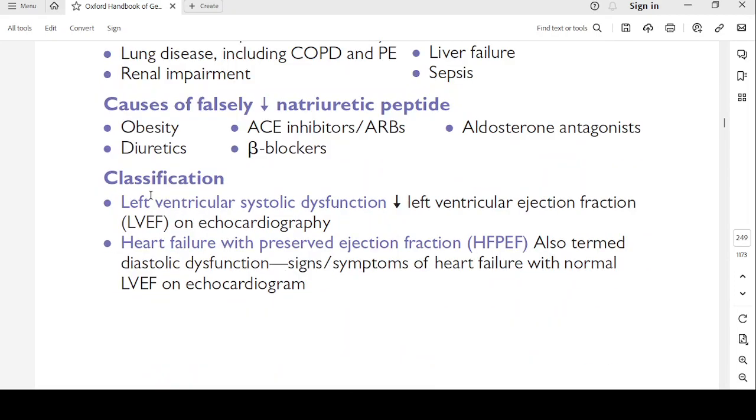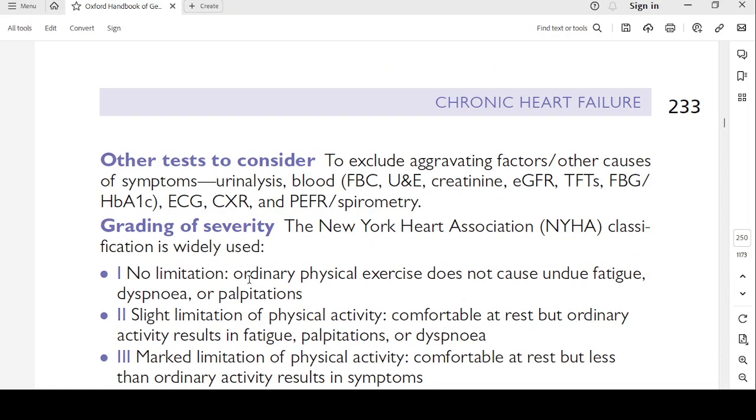Classification of heart failure. Left ventricular systolic dysfunction: decreased ventricular ejection fraction on echo. Heart failure with preserved ejection fraction, HFpEF, also termed diastolic dysfunction: the signs and symptoms of heart failure with normal left ventricular ejection fraction on echocardiogram. So these are the two varieties.